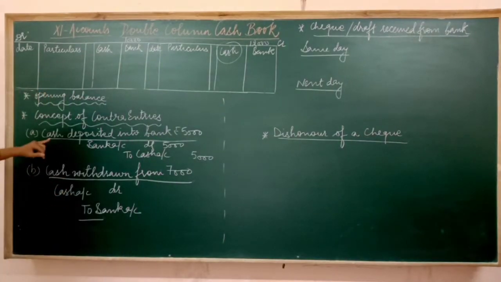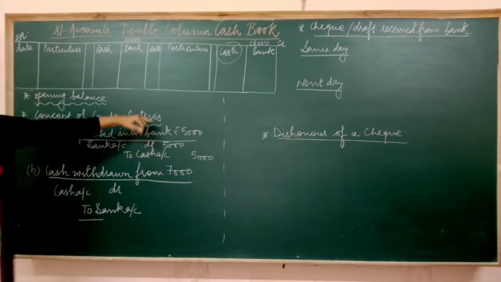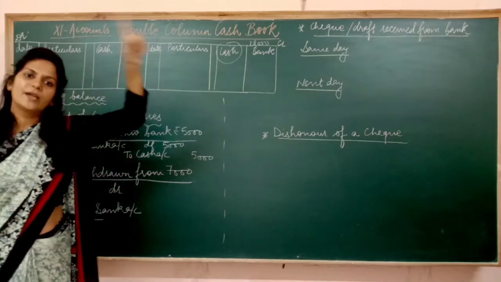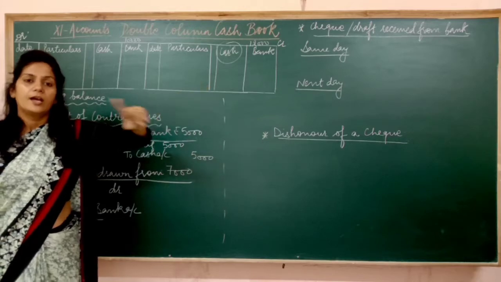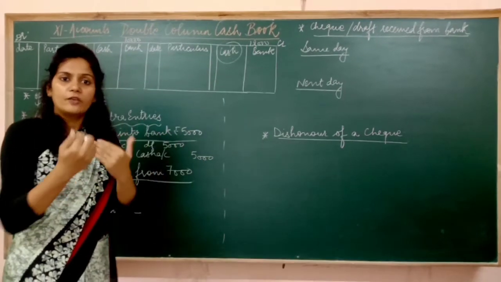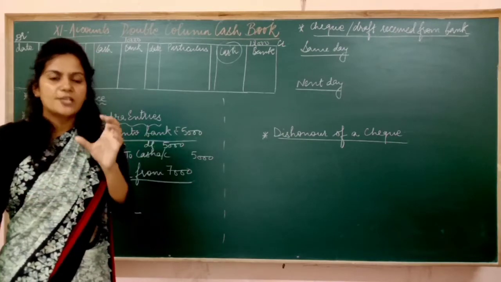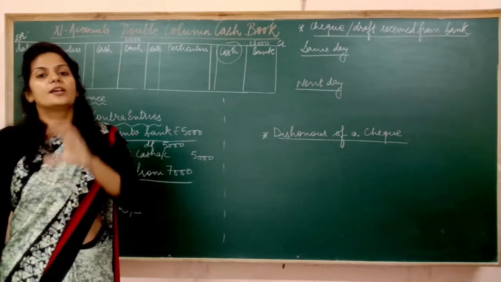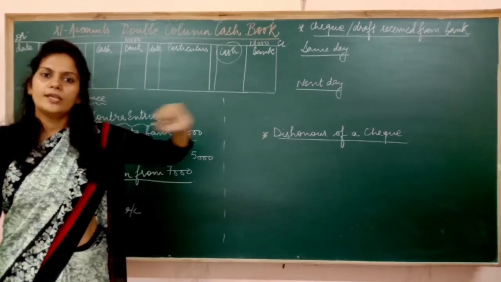First transaction is cash deposited into bank. If you have deposited cash into the bank, it means bank becomes the receiver. आपने बिजनेस के कैश को बैंक में डिपॉजिट किया. The meaning of the transaction is this, that the cash which is lying in the business, you have deposited that cash into the bank.